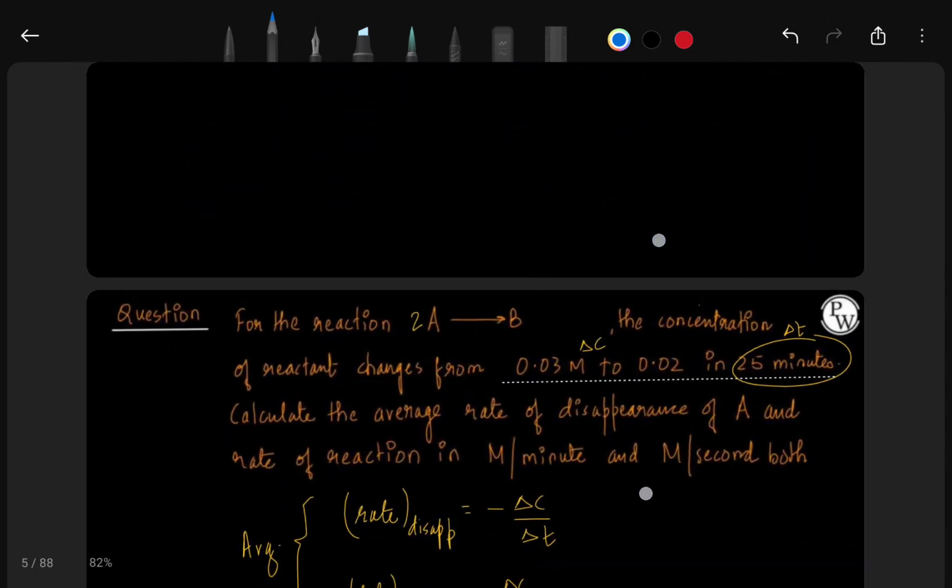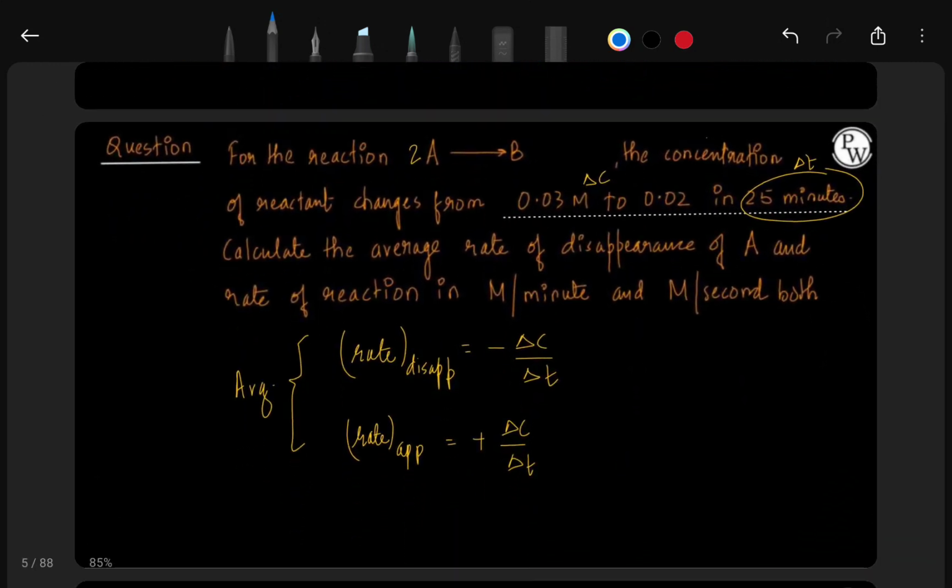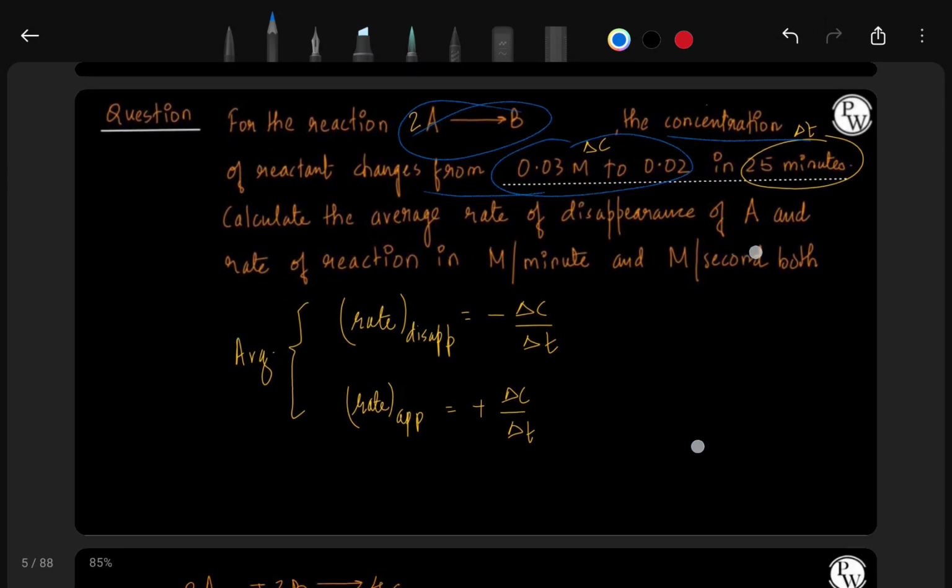Okay. Also the next question. Question number is: for the reaction 2A converted to B, the concentration of A changes from 0.03 to 0.02 in 25 seconds.